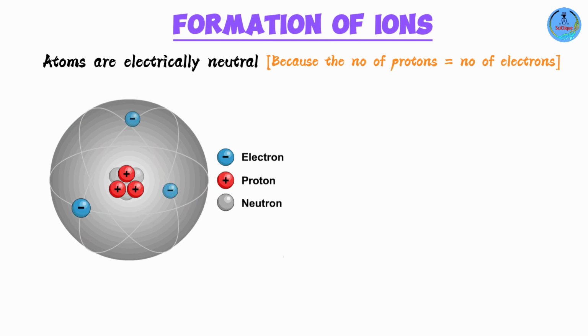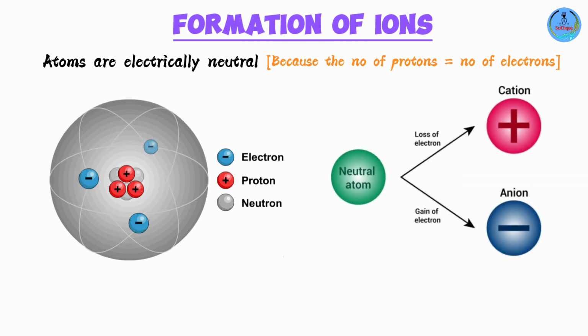Now, most atoms are unstable. So for them to gain stability, they either need to lose or gain electrons in order to have full energy levels, an octet configuration. Now, when an atom either gains or loses electrons, it forms a charged particle that is known as an ion. Now, ions can either be positively charged or negatively charged, depending on whether an electron was lost or gained.